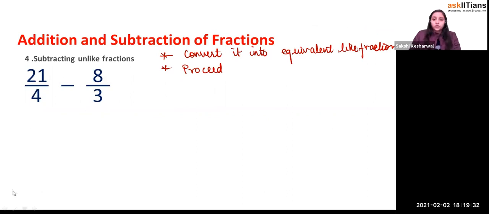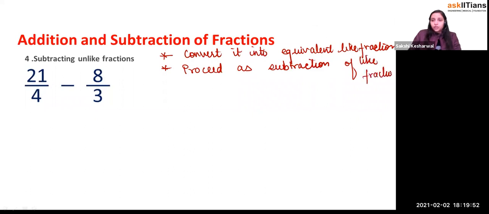Okay, so proceed as subtraction of like fractions. Subtraction of like fractions, right?